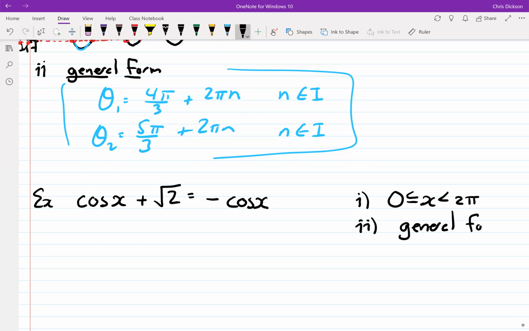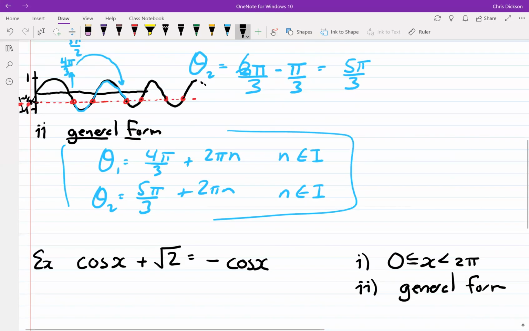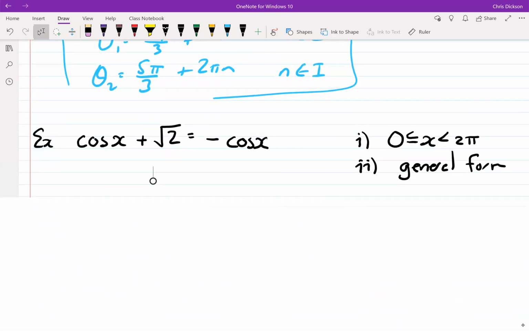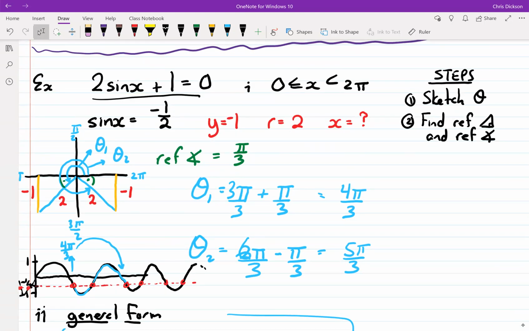Once again, if you want to pause the video and try this on your own, that might be a good way to see if you know what to do. But if not, before I do, I'm going to just finish my rules here. I kind of just stopped writing steps. So first thing I'm going to say is find your angle where it could be using your ASTC rule. Then we said find the reference triangle and the reference angle. And then the third step was find X, Y's, and R's.